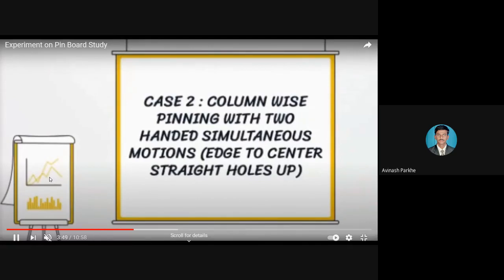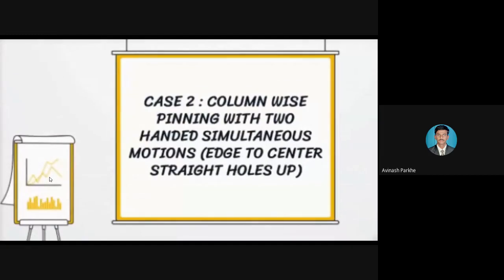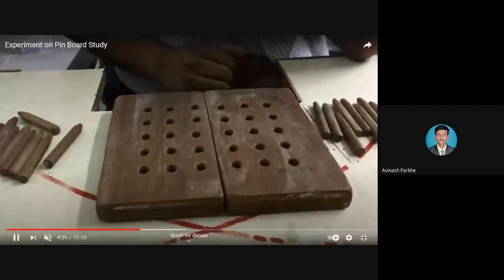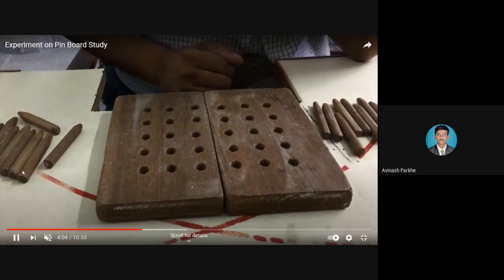This is the second case. Maybe it is called a modified method because I am using both hands. Again, see, the board is in front of me. Some pins I have kept at the left side of the board, some at the right side, because I have to use my left hand and my right hand also. Therefore, I take pins from the left side and from the right side.